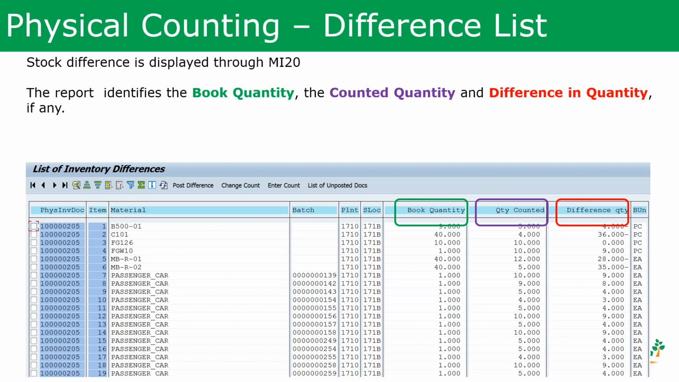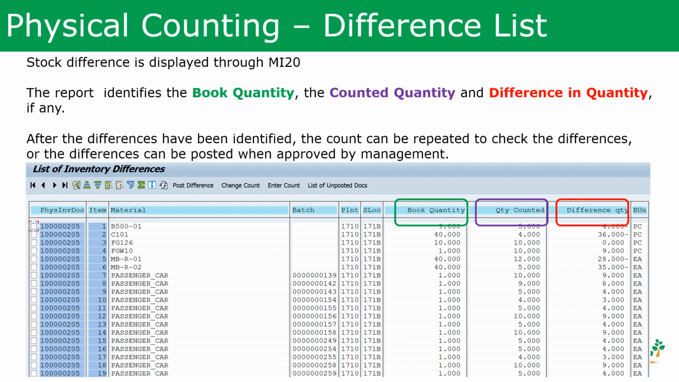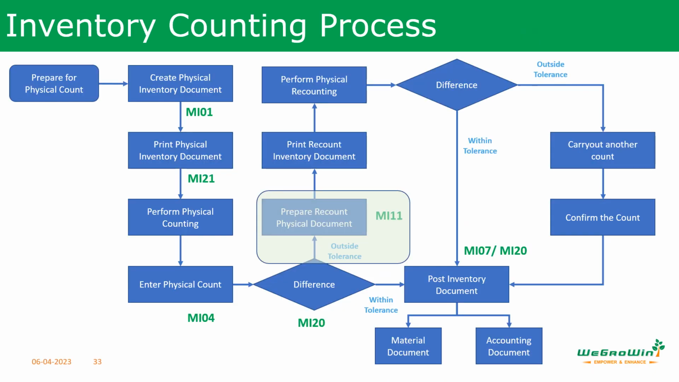The MI20 report identifies the book quantity, counted quantity, and difference quantity, if any. After the differences have been identified, the count can be repeated to check the differences, or the differences can be posted when approved by the management. Management must decide how to resolve the inventory differences. This is very important because the source of the inventory differences has to be addressed. Only then will further differences not occur in the future. In case it is observed there are many deviations or it is out of tolerance in the inventory count, it may be decided to recount the inventory.